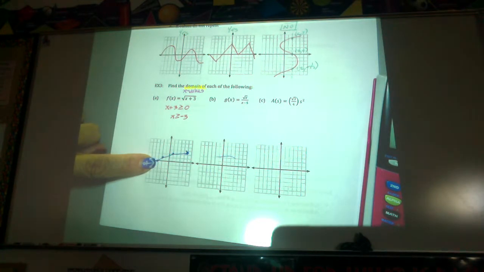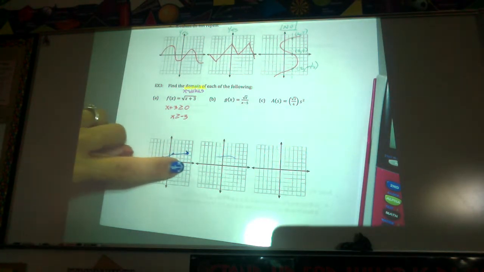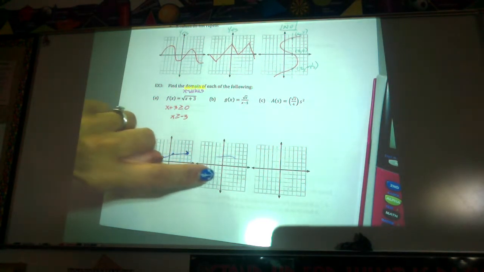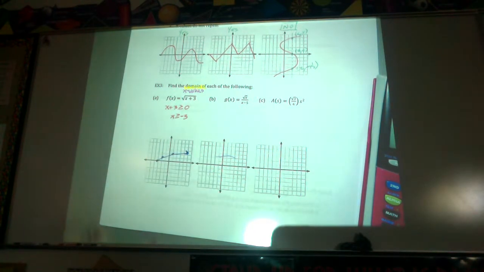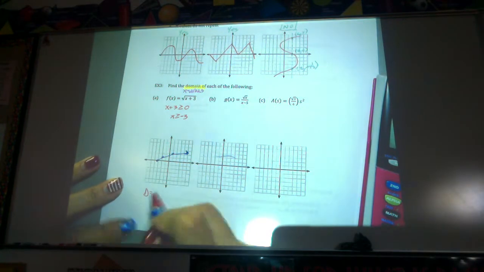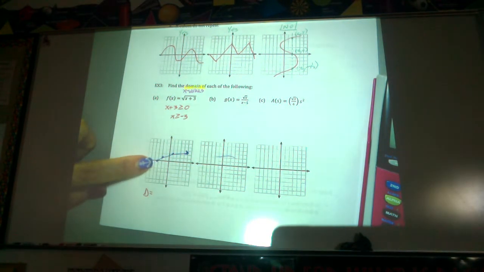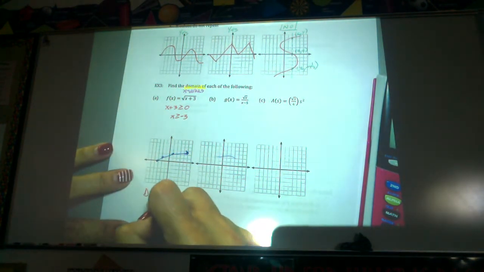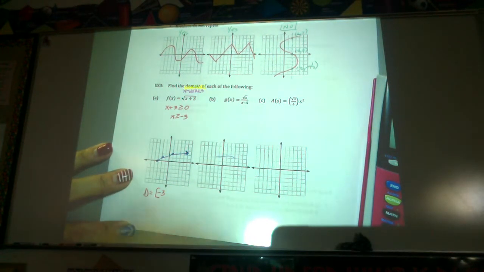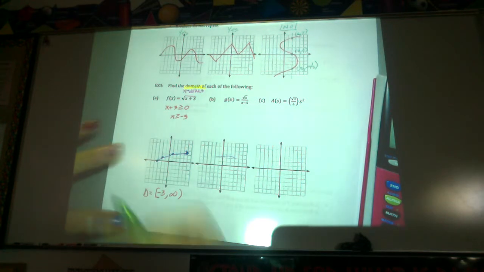And then doesn't x just continue to get bigger and bigger and bigger? There's no end to this, correct? So what's my leftmost point? -3. Do I include -3? Yes, so it's a bracket, and it goes through to positive infinity. So your domain starts at -3 and goes to positive infinity for your x values.